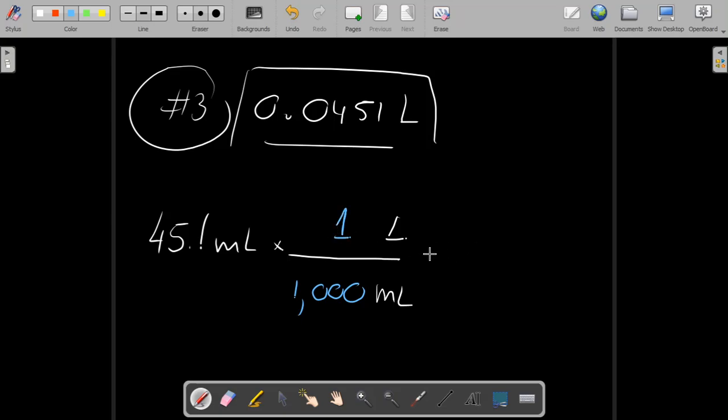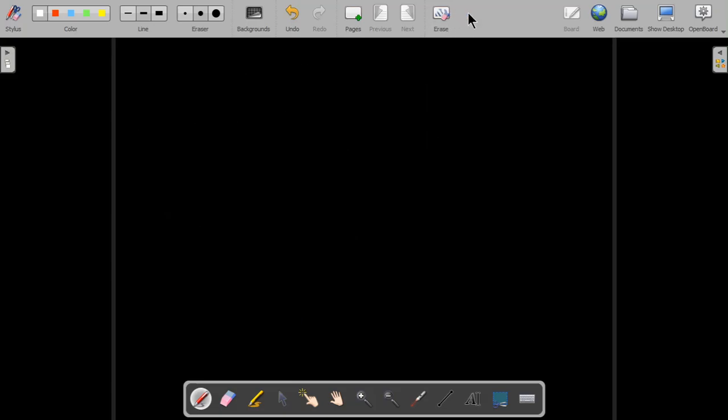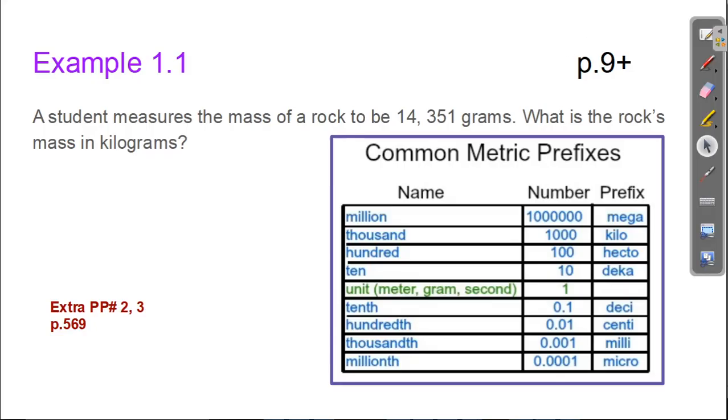So if you do the math, you'll find that your answer is 0.0451 liters. And the only thing you're doing is multiplying the tops, dividing by 1,000. Ask questions if you don't understand how we solve this. You can watch the video again. You can rewind and go step by step and watch it again. This is a video, make it work for you. So erase.